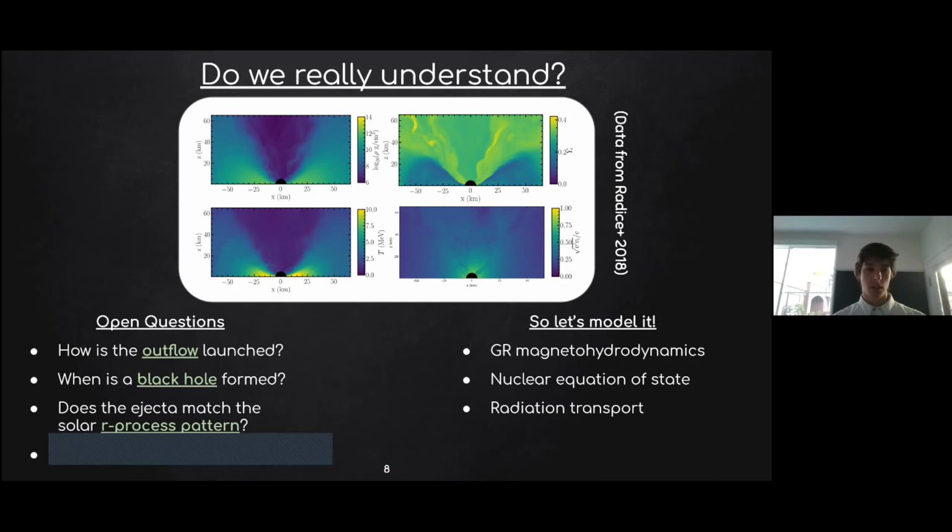And, of course, I can't see my own slide. Oh yes, new physics.